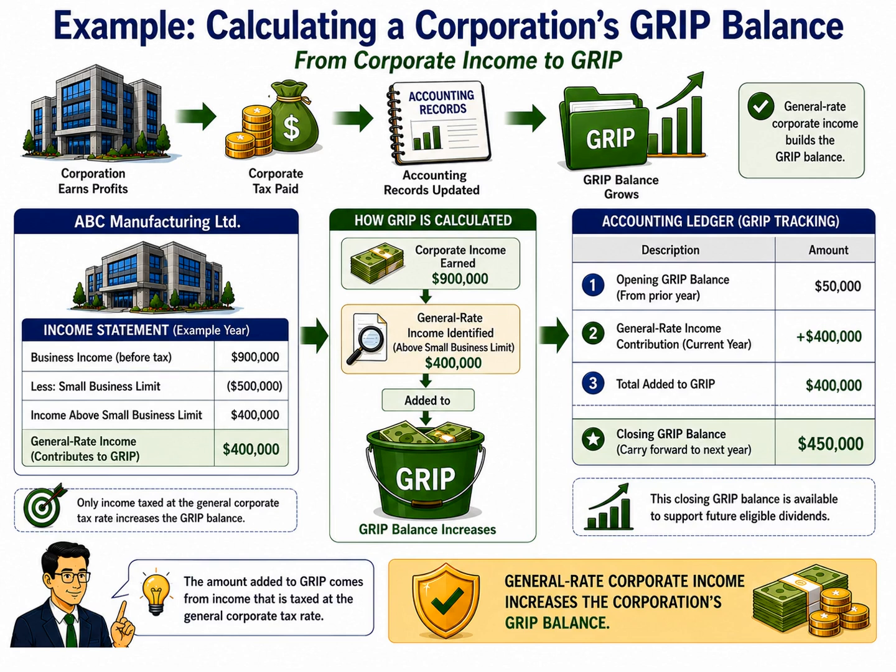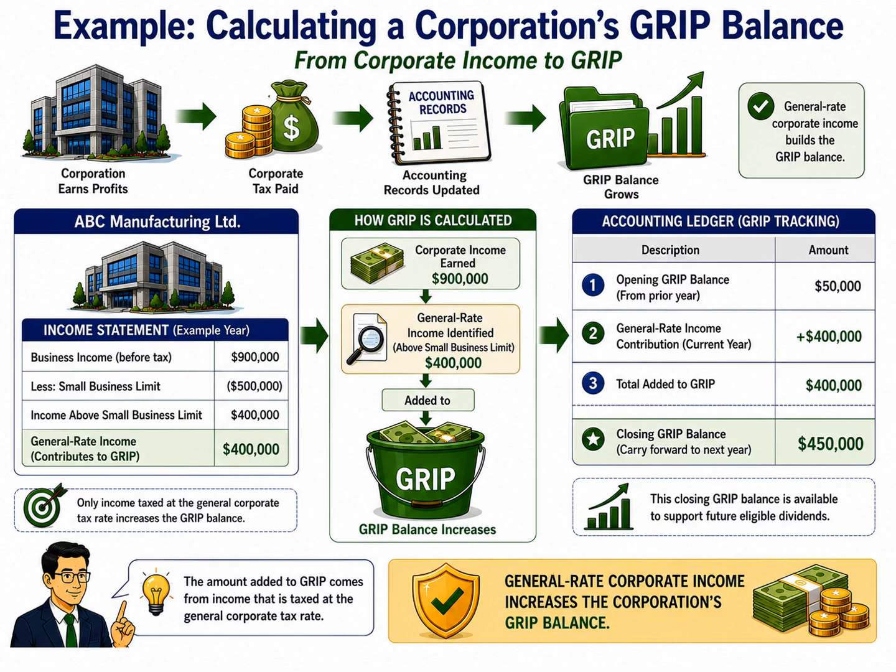tax rate. The remaining $400,000 exceeds the small business deduction limit and is taxed at the higher general corporate tax rate. This is the portion that is relevant for GRIP. The corporation identifies this $400,000 of general rate income and records it as an addition to its general rate income pool. Now let's update the corporation's accounting records.